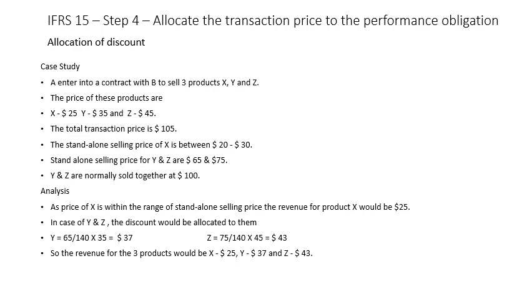In case of Y and Z, the discount would be allocated as shown in the slide. $65 divided by 140 into 35, that is $37 for Y. 75 divided by 140 into 45, that is $43. So after the allocation of transaction price, the revenue would be recognized for these three products as follows: X $25, Y $37, and Z $43.